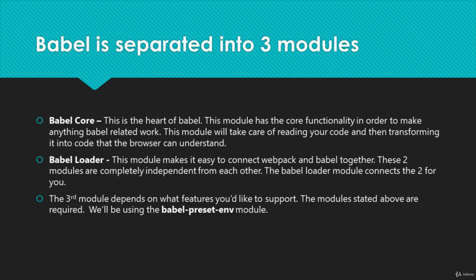The second module is the Babel-loader module. This module makes it easy to connect Webpack and Babel together. It handles a lot of the work for you. All you have to do is load and then configure it inside the config file and everything else will be connected. The last module will vary depending on what you want.